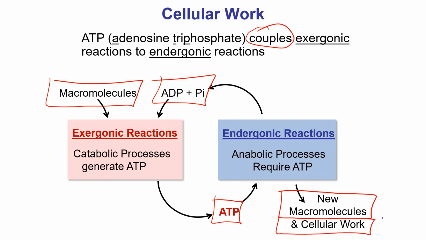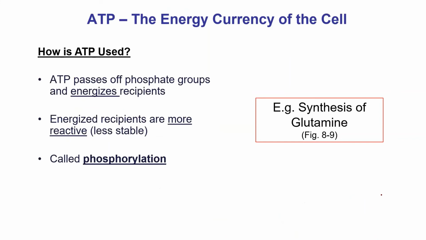So we talked about the cellular work here, and like I said, a big part of that cellular work is actually making new macromolecules. And this is in a process called energy coupling. So there's the definition of energy coupling there, right? It says ATP is passing off phosphate groups, it energizes things, and as things get energized, they are able to proceed along a metabolic pathway.